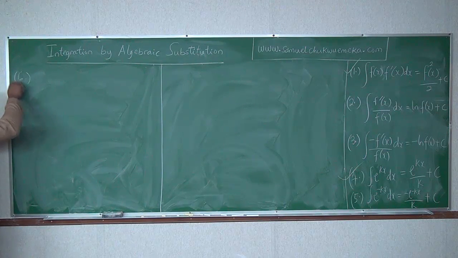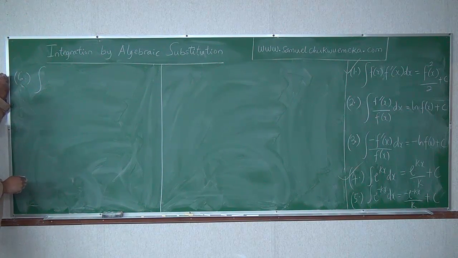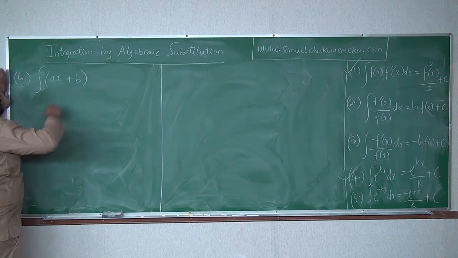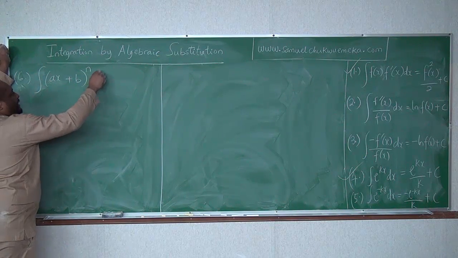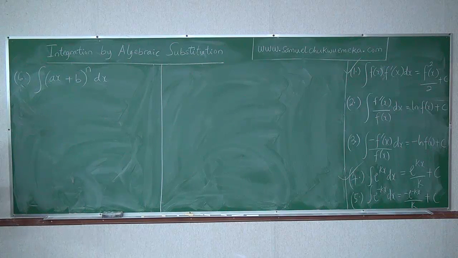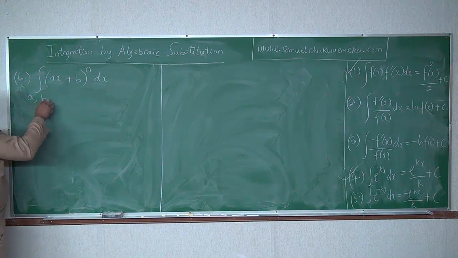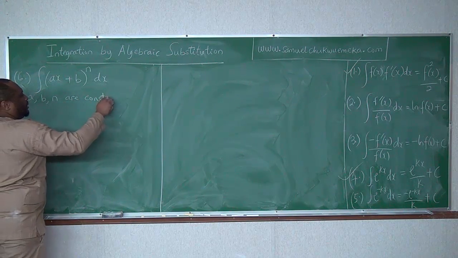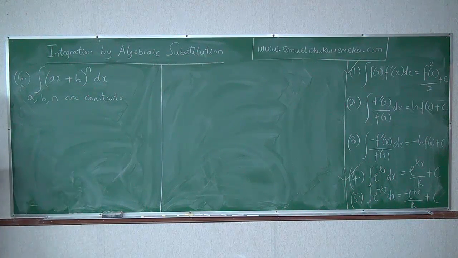So number 6, if we have the integral of a linear function, ax plus b raised to power n dx, where a, b, and n are constants.